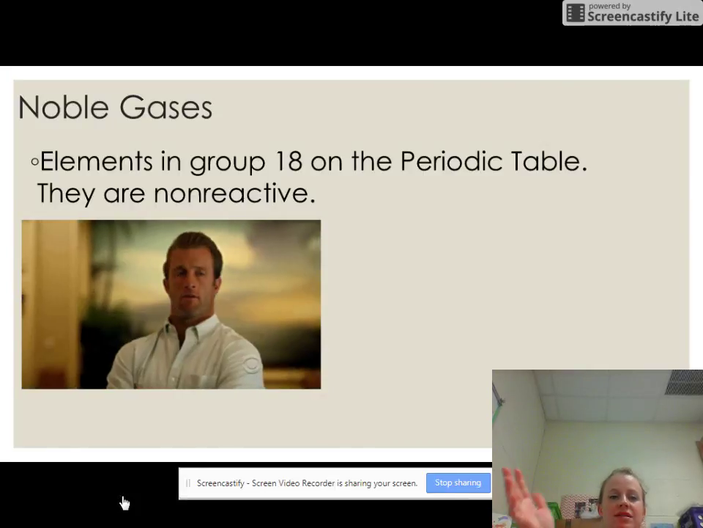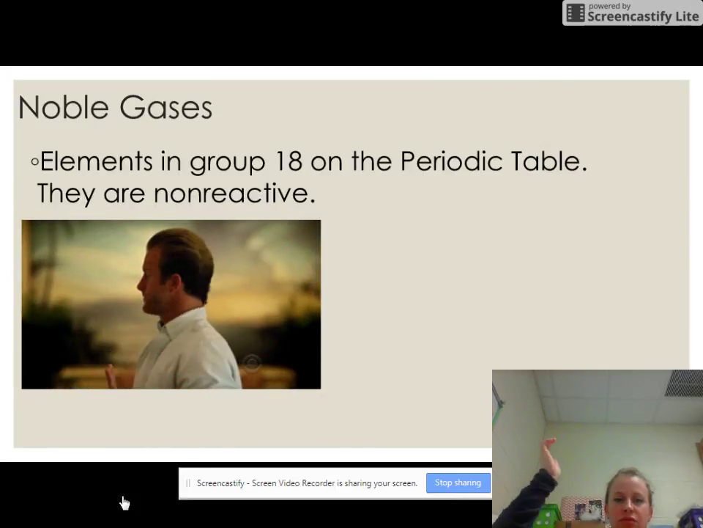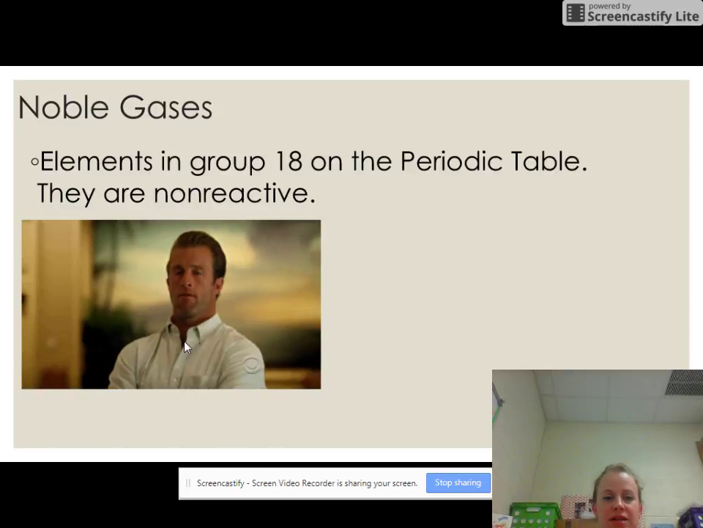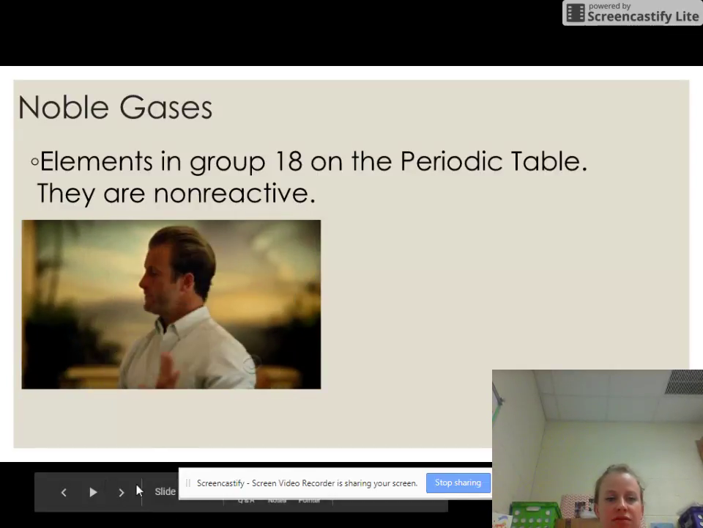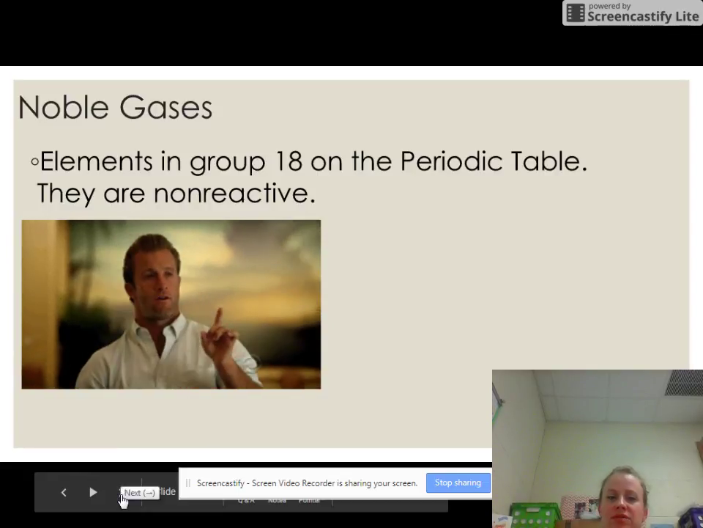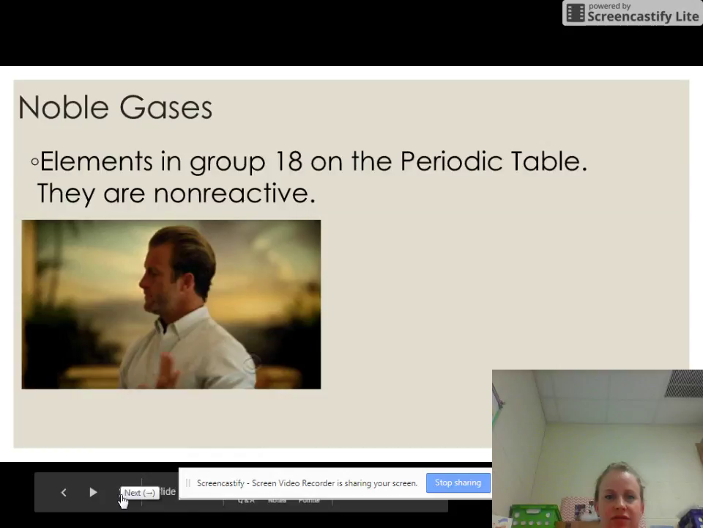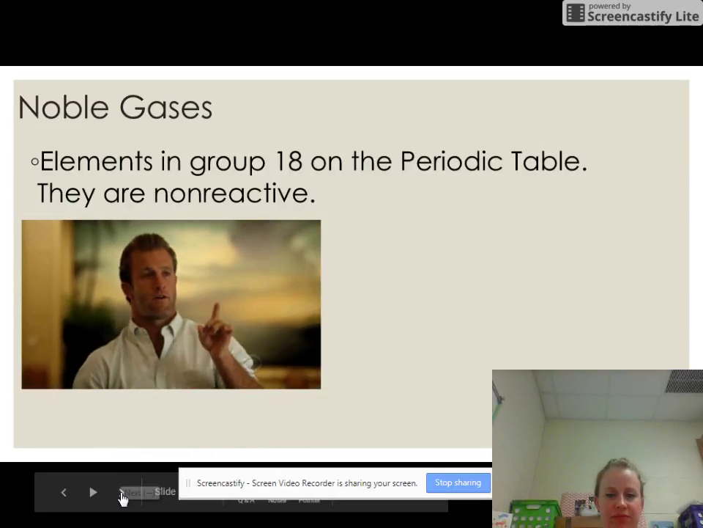It's not shiny. And the last thing, when we talk about the groups or families, so noble gases, they're in group 18 on the periodic table, and these are non-reactive. That's important to remember. And the reason why they're non-reactive is because all of their valence electrons, so all of the electrons in their outer shells, are full.